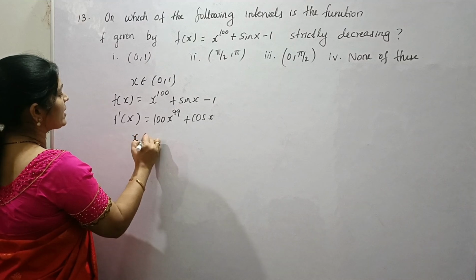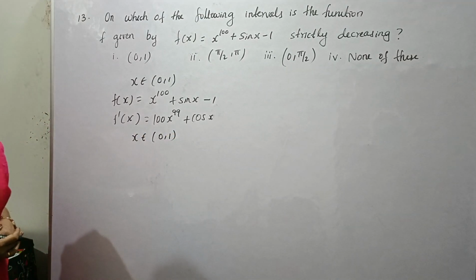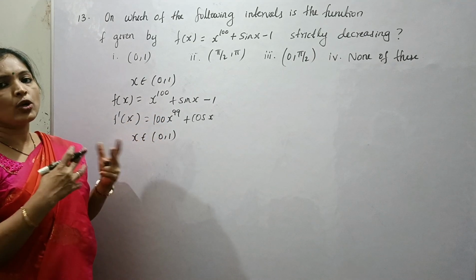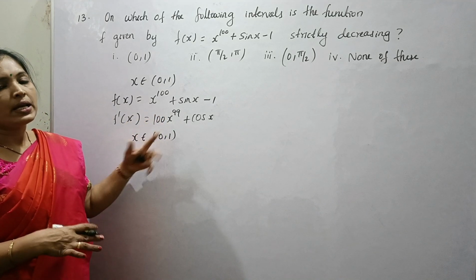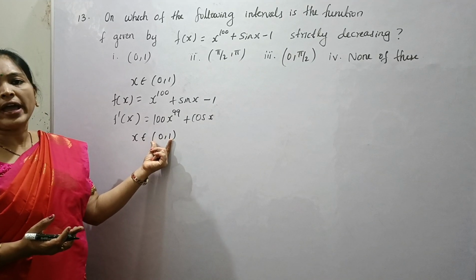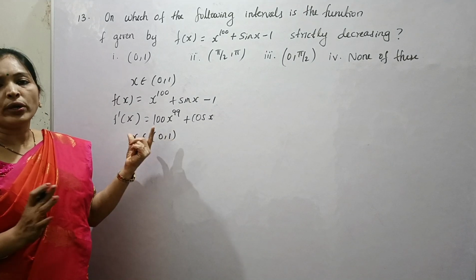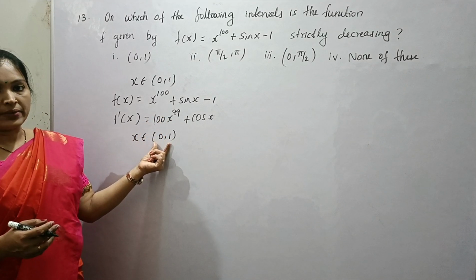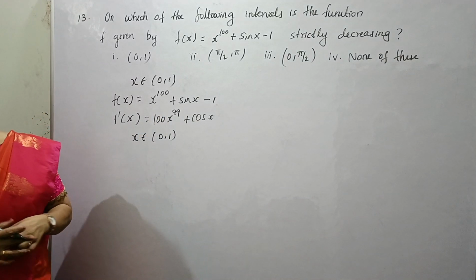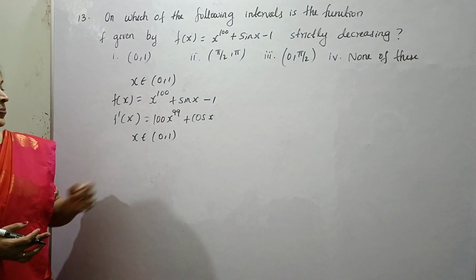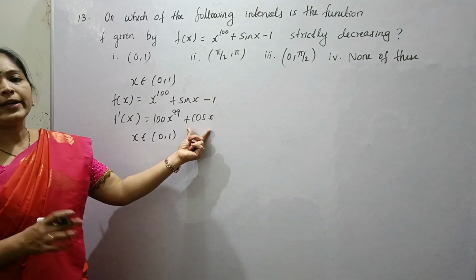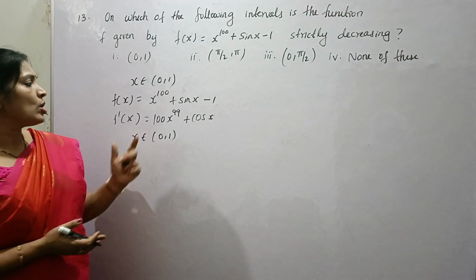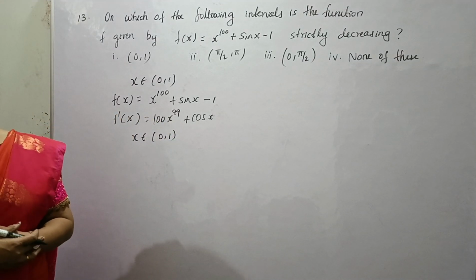So the first interval is x belongs to 0 to 1. When any value between 0 and 1 is substituted for x, it will be greater than 0 itself, because there are no negative values between 0 and 1. So here it is always greater than 0 in this interval. Then what about cos x? Cos x is also greater than 0. Cos 0 is 1, and cos 1 is also greater than 0. So obviously f dash of x is positive.